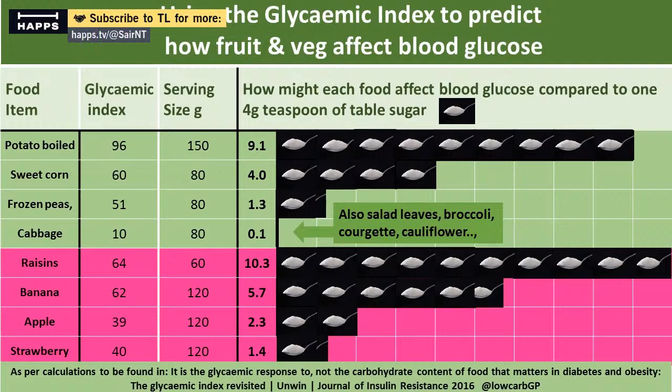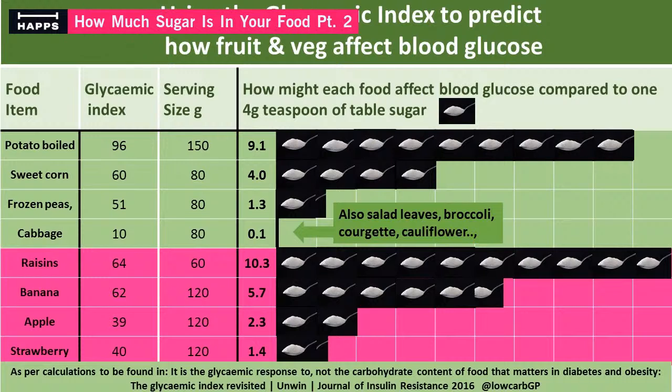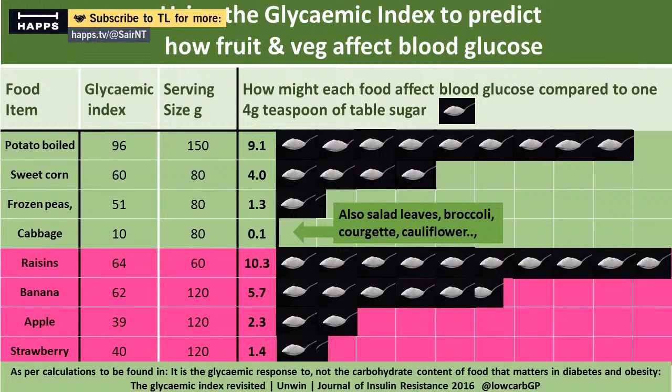Sweet corn is 80 grams, and that's 4 teaspoons of sugar, at 60 on the glycemic index. Frozen peas is 51 on the glycemic index, with an 80 gram serving size at 1.3 teaspoons of sugar. Cabbage is the best of all, it's 10 on the glycemic index for an 80 gram serving size, and it's less than 1 teaspoon of sugar.